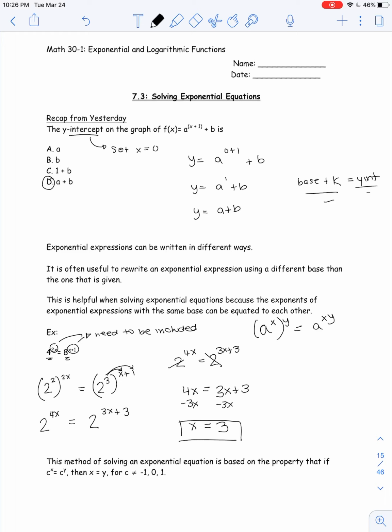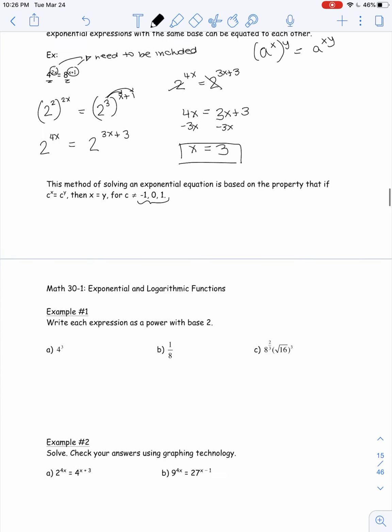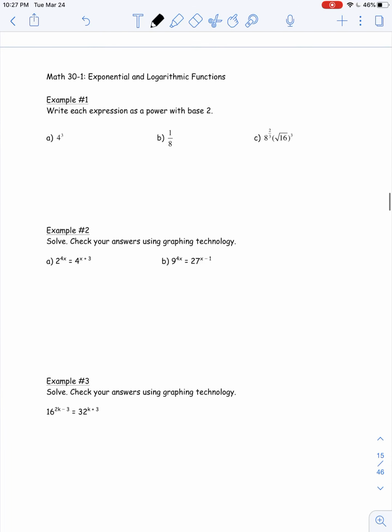So this method for solving an exponential equation is based on the property that if you have two powers, for example c to the x and c to the y, that are equal, then you can make x equal to y. The only issue is that c, your base, cannot be equal to -1, 0, or 1. As long as that's true, then this property will be true as well.